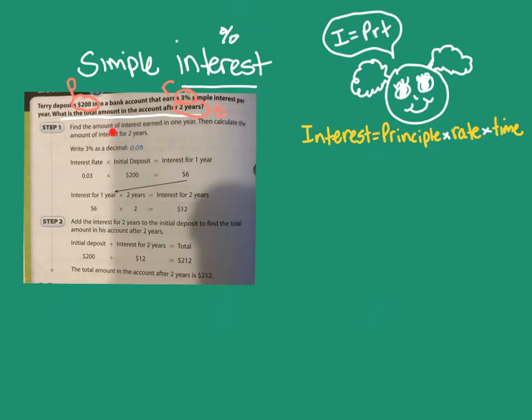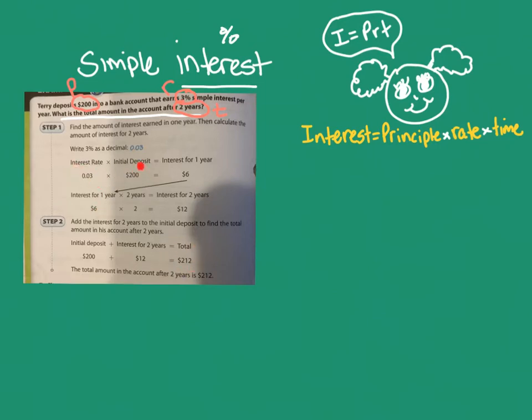So here they tell us to find the amount of interest earned in 1 year. So what is 3% on $200? 3% as a decimal is 0.03. 3% of 200 is $6. The interest for 1 year is $6. And so for 2 years, it's going to be $12. So how much is in his account after 2 years? Well, he put the 200 in, and then he gets $12 more because $6 for 1 year, $6 for another, and that's a total of $212.